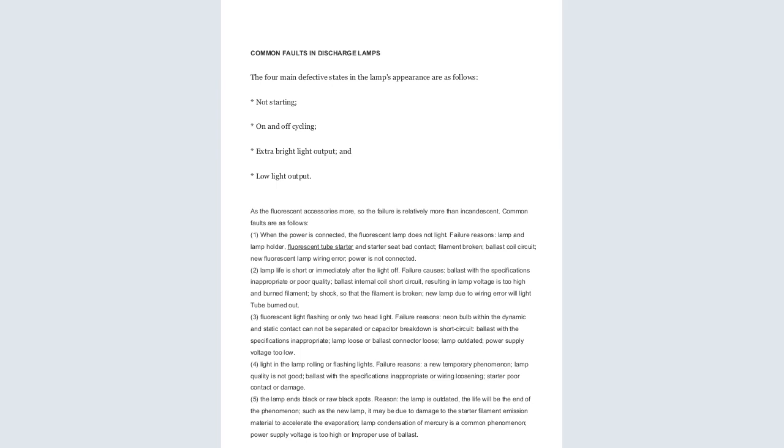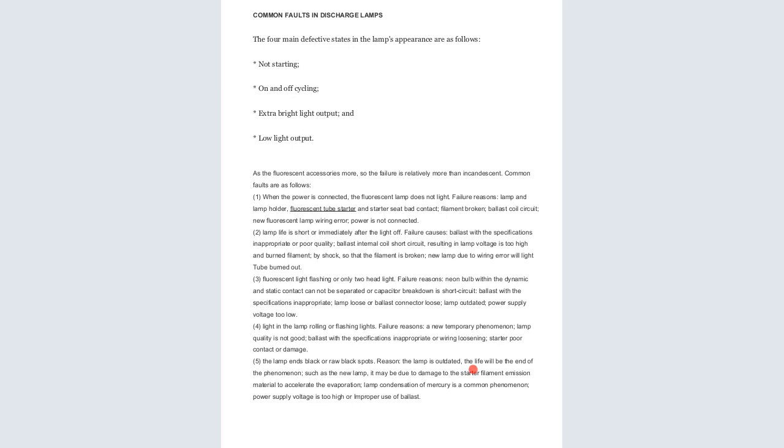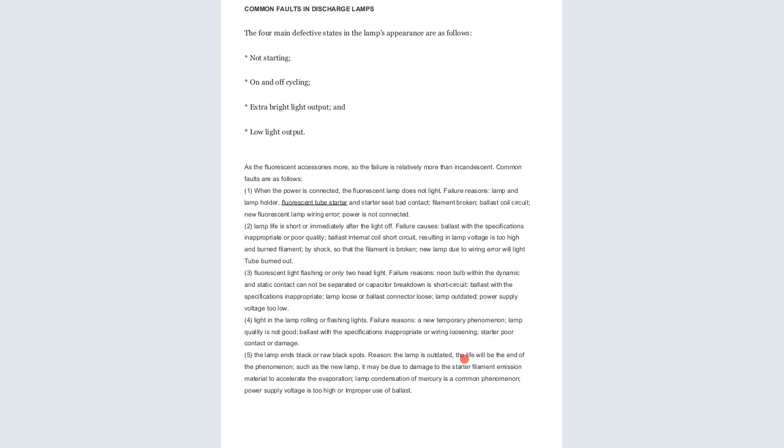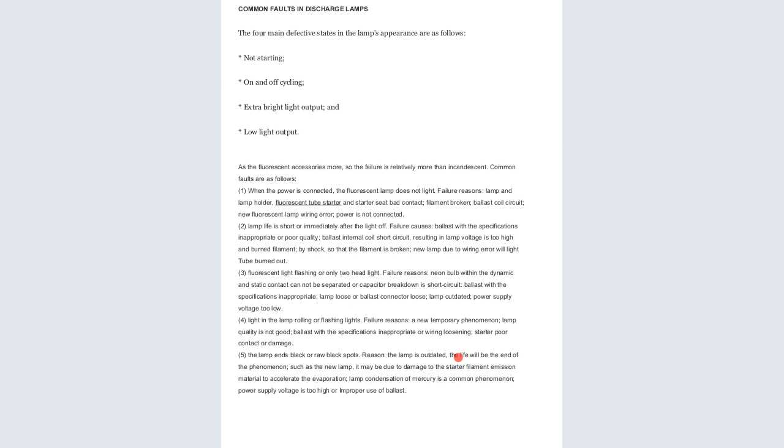With the common faults in discharge lamps, there are four main defective states of the lamp's appearance, as follows. Number one, it's not starting. Number two, on and off cycling, extra bright light output, and low light output. You can see those are distinct features of these discharge lamps. As fluorescent accessories, the failure rate is relatively higher than incandescent lamps.